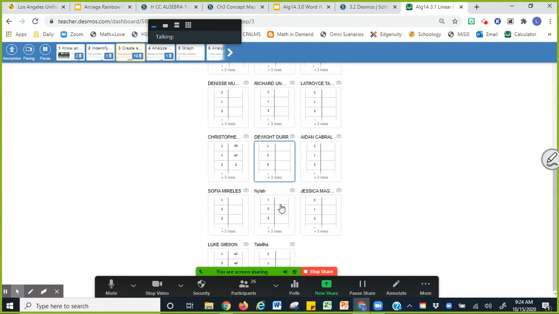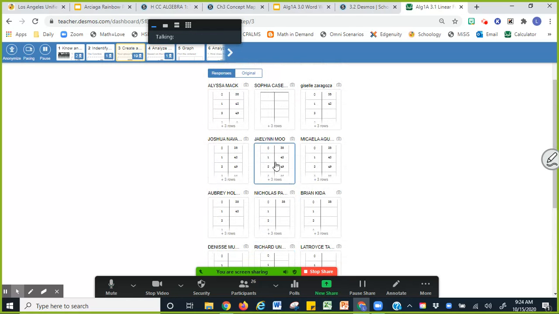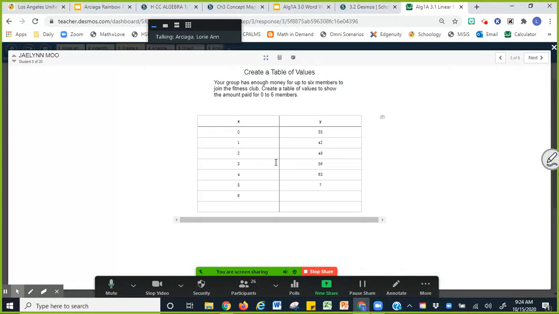Okay, most tables are still empty. You gotta fill it up entirely, well, except maybe the last row. So stop at 6. Hi, Jaylene. I borrowed your slides. Okay, so Jaylene, 35 for 0 also. And then 42, 49, and so on.